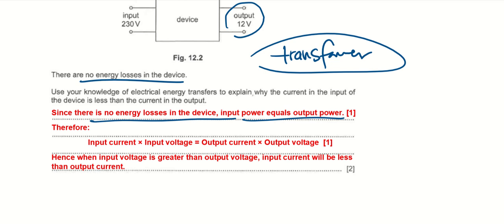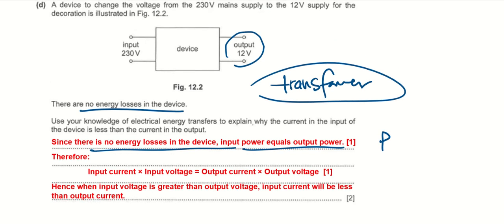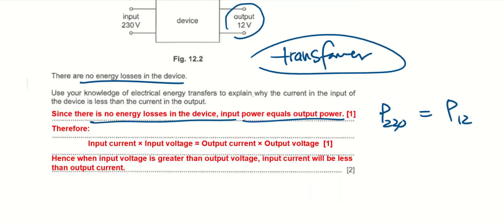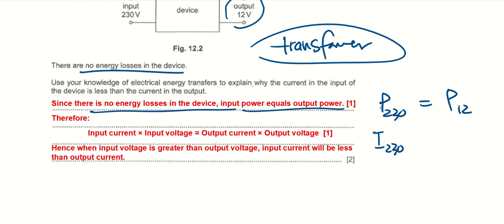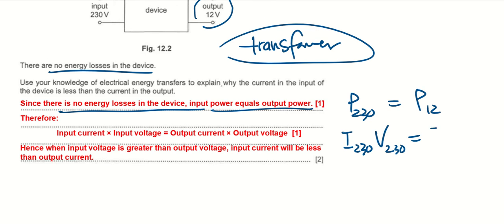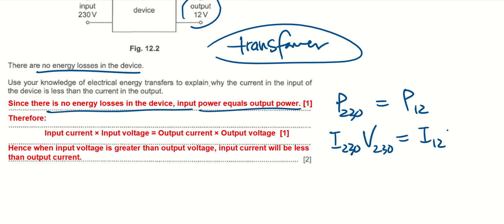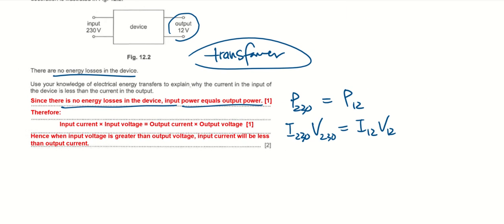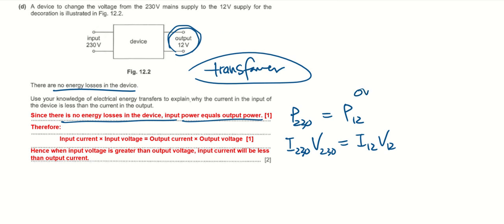Alright. So because P at 230 volts must be equal to P at 12 volts, right? So I 230 times V 230 must be equal to I 12 volts times V 12 volts, correct? Because this is then our output and this is our input. So all this can be equated together because there's no energy loss as mentioned in the question.